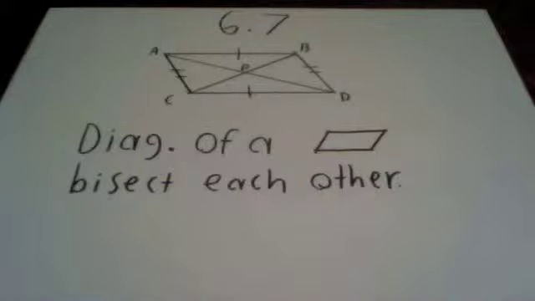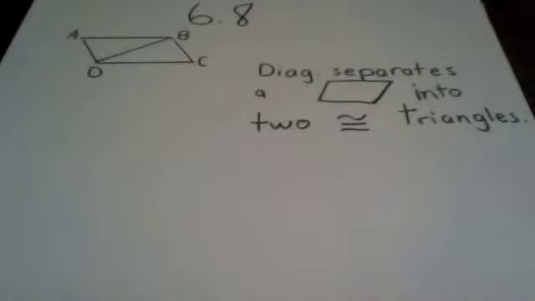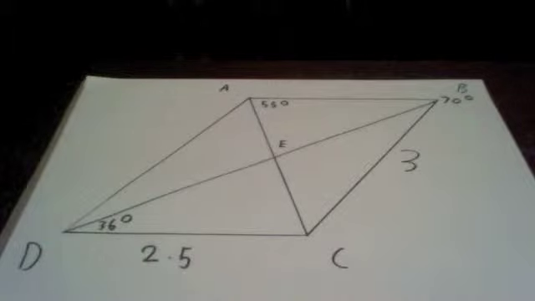And in theorem 6.7, if a quadrilateral is a parallelogram, then its diagonals bisect each other. And lastly, in theorem 6.8, if a quadrilateral is a parallelogram, then each diagonal separates the parallelogram into two congruent triangles. So this is the parallelogram that we need the measurements of. Note that all the measurements are in feet.